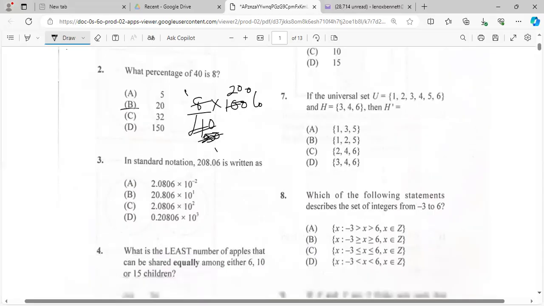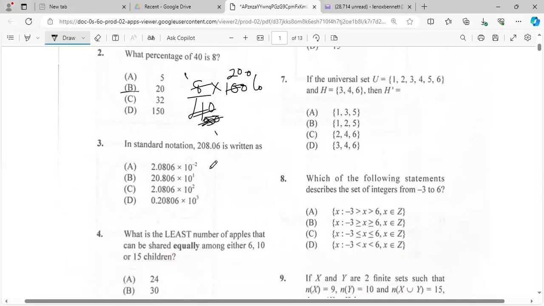Alright, so in standard notation, 208.06 is written as. So we have 208.06. What we're going to be doing is taking the decimal place to right here. So we're going to move 1, 2 times, right? So it's 2.0806 times 10 to the number of places that we move, and it's actually 2 places. So we need to determine if it's positive or negative. In this case, it would have been positive, because when we multiply this, it's going to give us back this. So it's positive 2, so that's C.